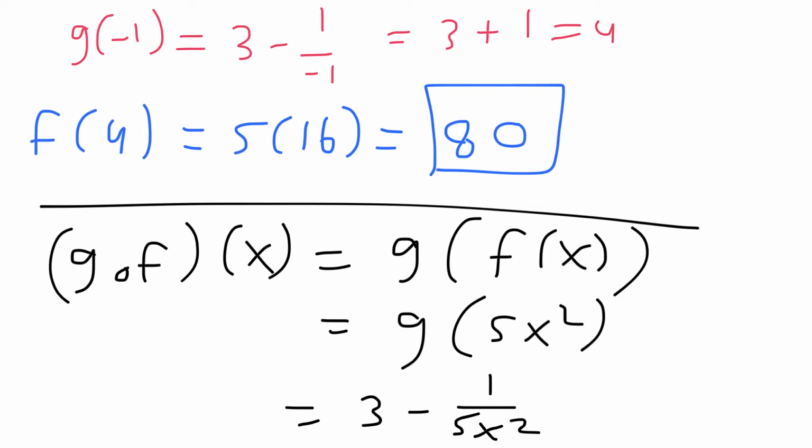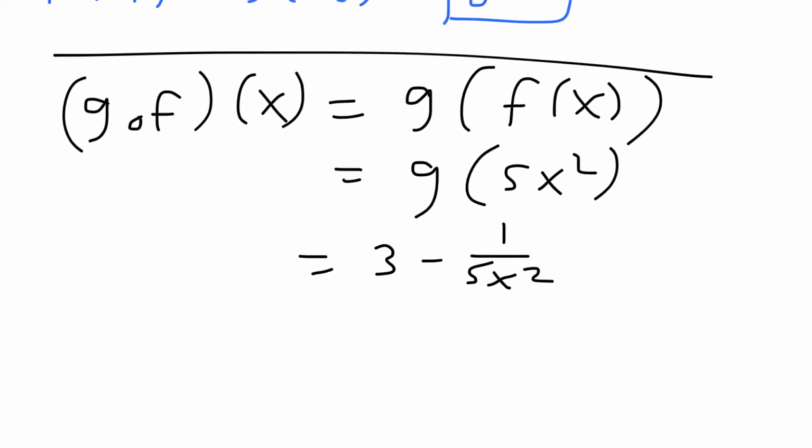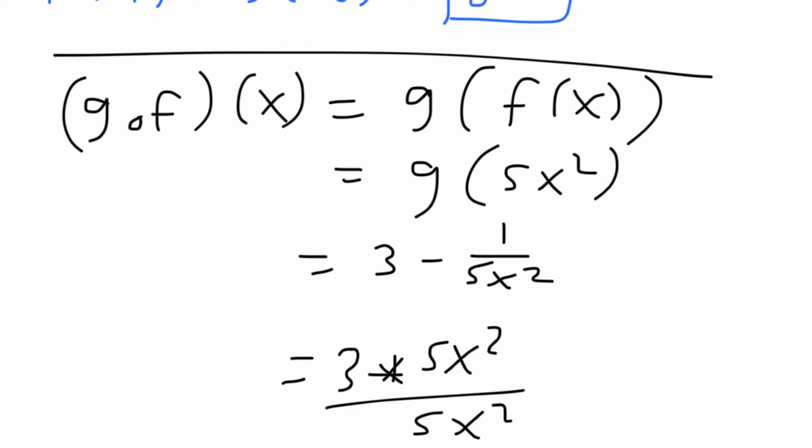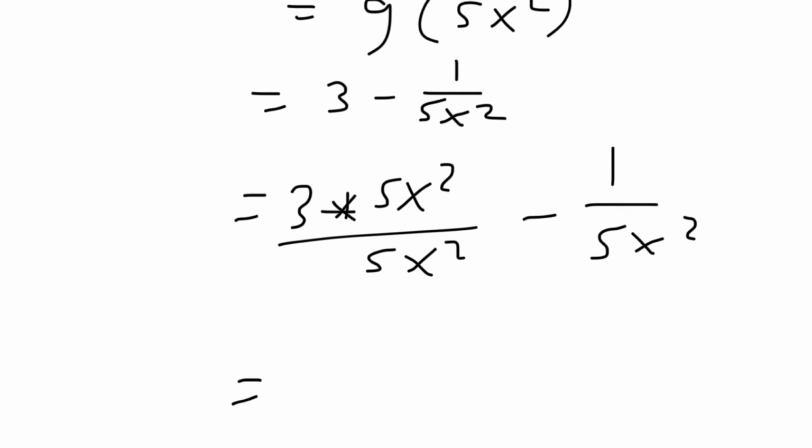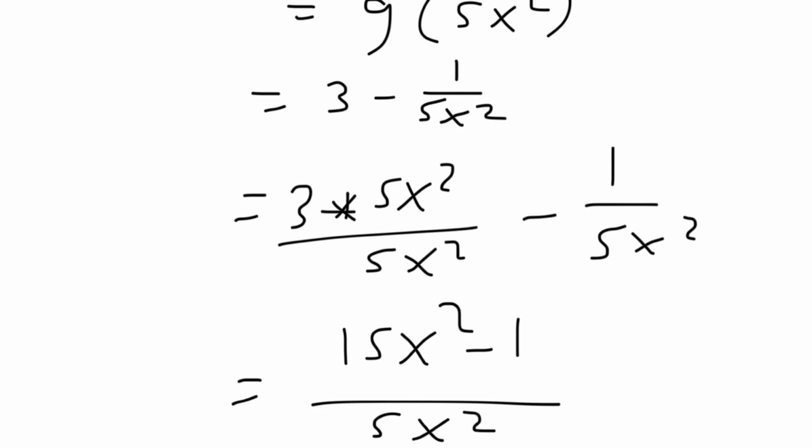And then if you want to have a common denominator, let's have a common denominator. So that means 3 times 5x squared, multiplying here by 5x squared divided by 5x squared, and then minus 1 over 5x squared. Why am I doing this? Because I would like to have a common denominator. So that will be 15x squared minus 1 up, divided by 5x squared down. And that's it. Just have a common denominator and then leave it. This will be the composition that he is asking for.